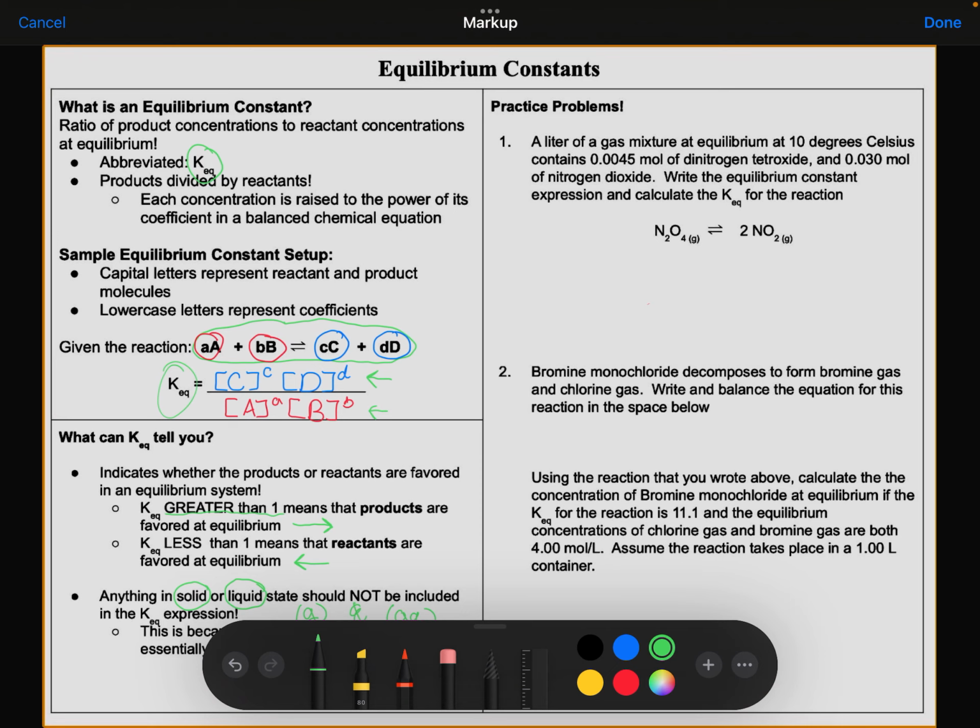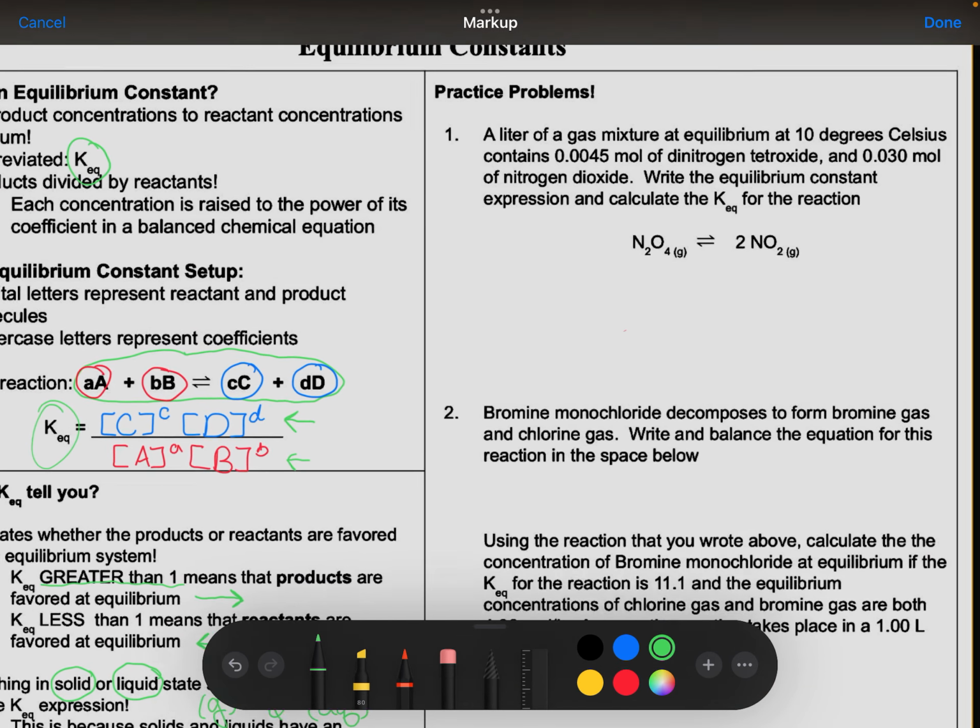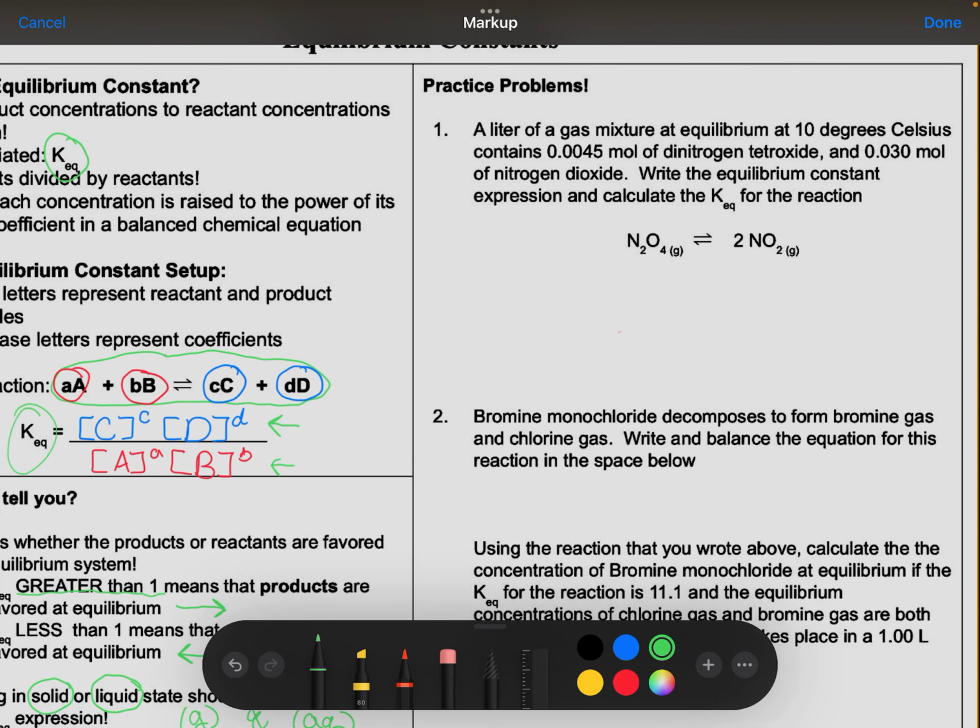So let me zoom back out, and we're going to go do a couple of practice problems together. We have practice problem number 1 at the top here, and it says a liter of a gas mixture at equilibrium at 10 degrees Celsius contains 0.0045 moles of dinitrogen tetroxide and 0.030 moles of nitrogen dioxide. It wants us to write out the equilibrium constant expression and calculate the KEQ for that reaction.